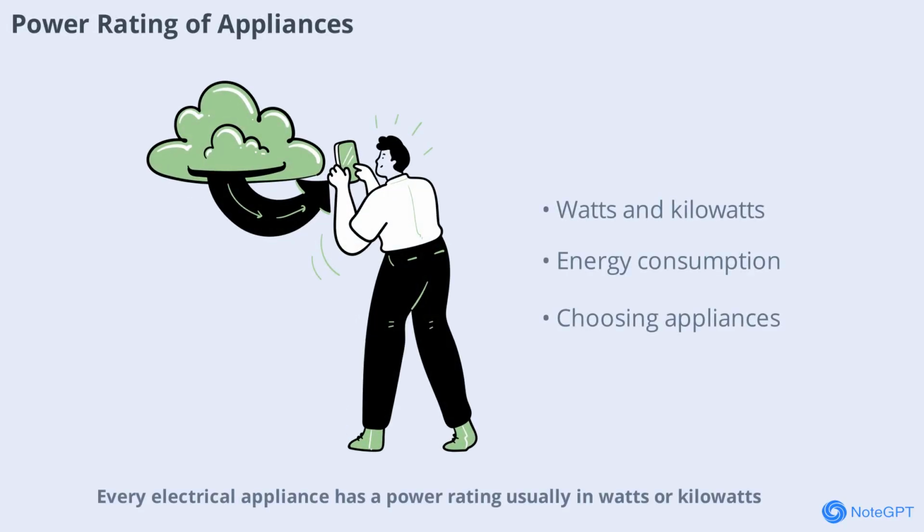Every electrical appliance has a power rating, usually in watts or kilowatts. This rating tells you how much energy the device uses per second. Understanding power ratings helps you choose energy-efficient appliances and manage electricity consumption at home.